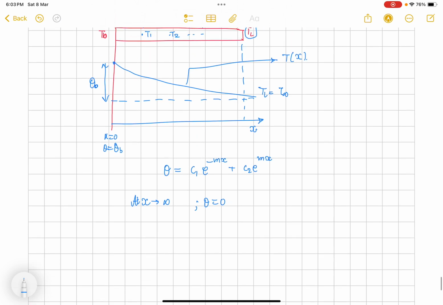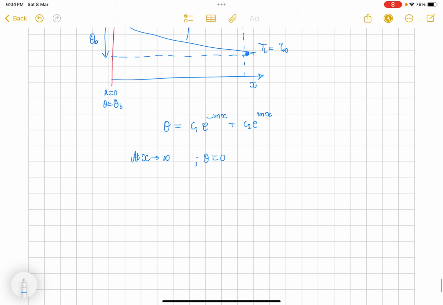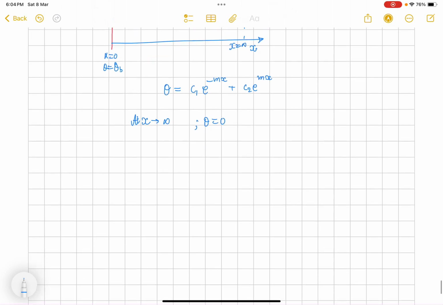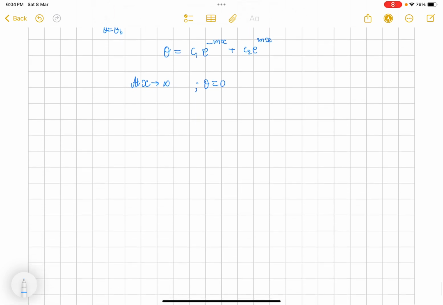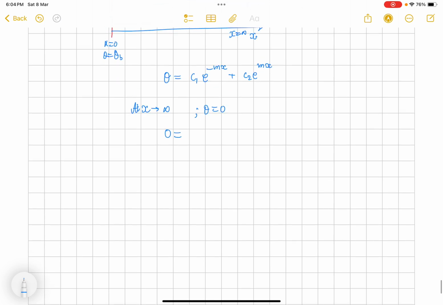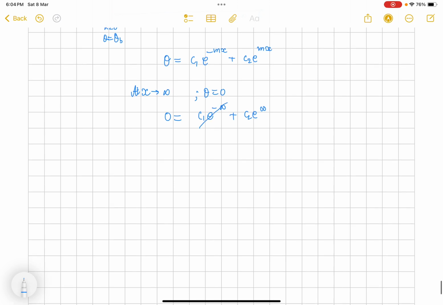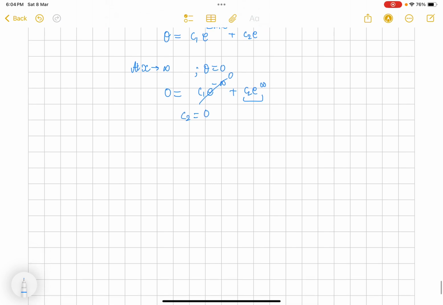Because theta will be 0 here at x equal to L, or at x equal to infinity, which is the length of the fin, a very long fin. So theta will be 0. So if we put in the above equation 0 equal to C1 times e power infinity plus C2 times e power minus infinity, this term will be 0. For this thing to be equal to 0, C1 must be 0 because e power infinity is not 0, right? So C1 is 0. Then from the above equation we will have C2 times e power minus mx only.